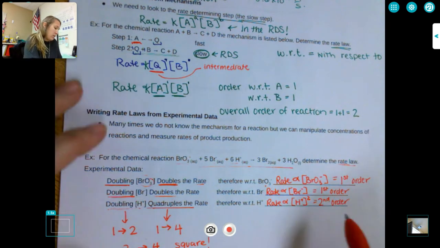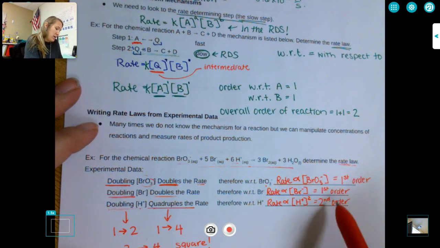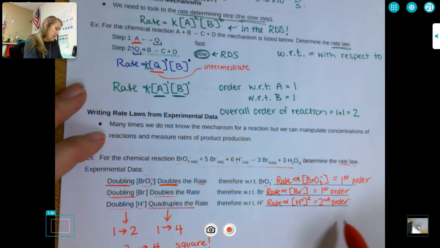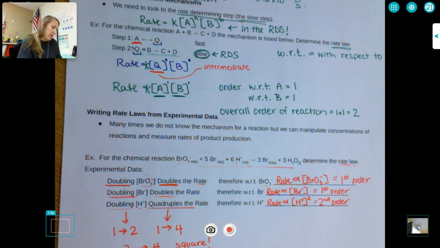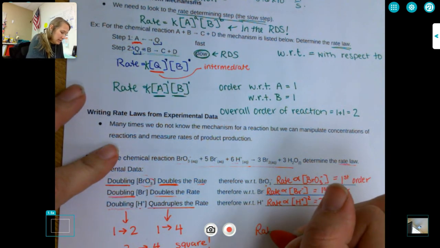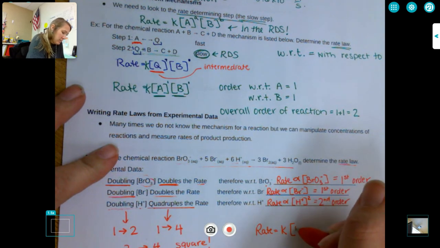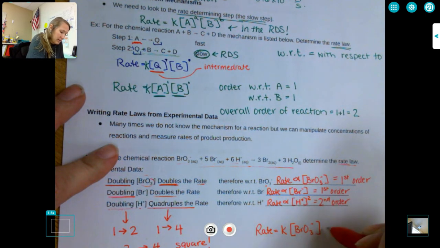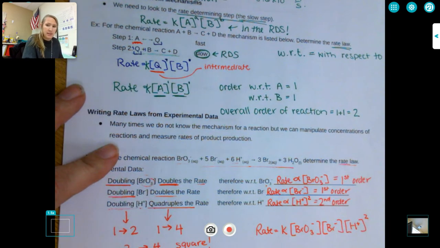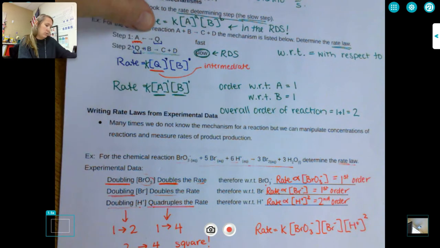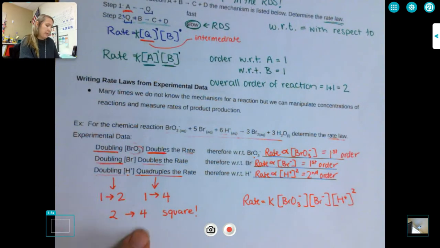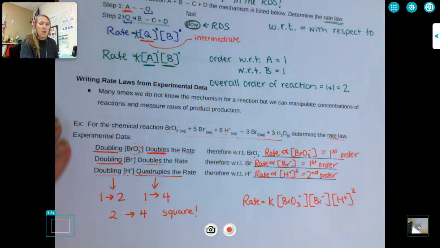So for our rate law, we can see that it is first order in terms of BrO3 minus, first order in terms of Br minus, and second order in terms of hydrogen plus. So writing our rate law, our rate is equal to k times our BrO3 minus to the first, our Br minus to the first, and our hydrogen ions to the second. And that would end up being our rate law. Now, most of the time, you're not given this in written words.